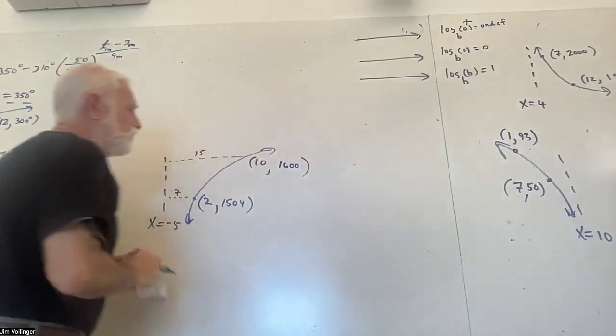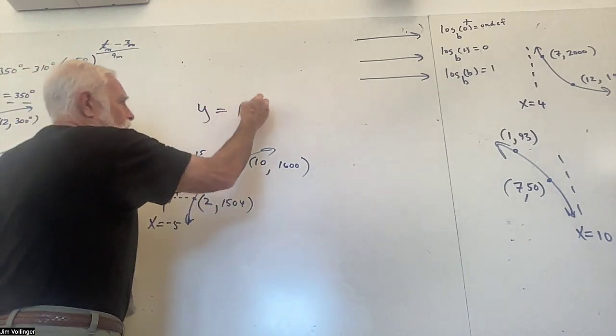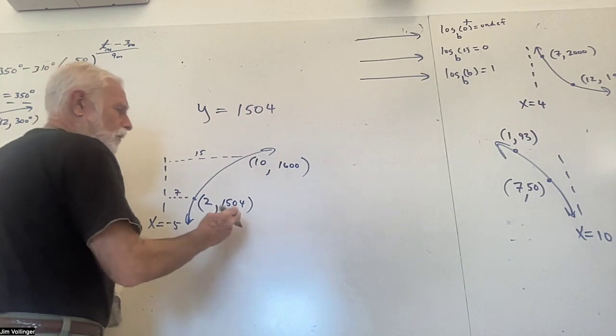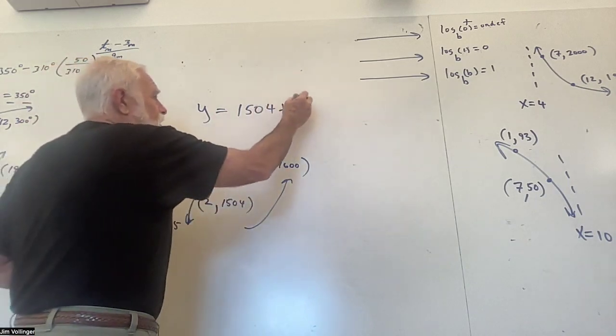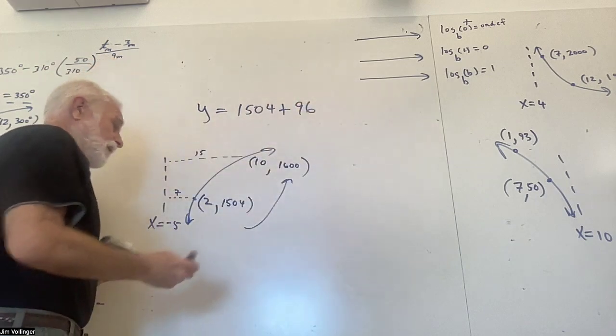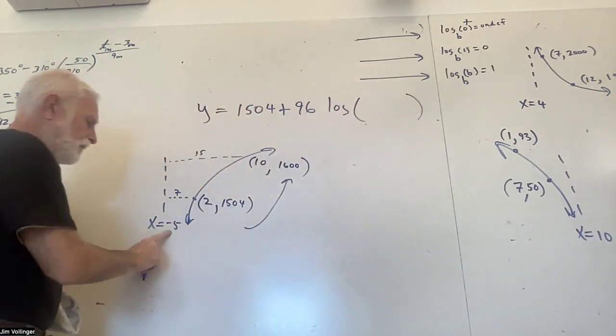All right, now we'll do this one. Y equals 1504. I knew a lot of people back then. 1504 to 1600. Oh, I changed up 96 years. Oh, and this is a logarithm. And I want to make the asymptote equal 0.